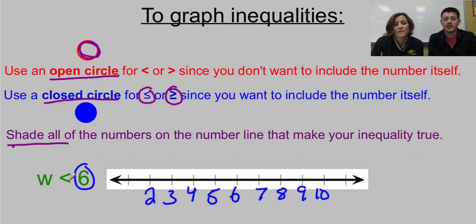Then look at your inequality symbol. We want less than 6. So we don't actually want the number 6. We want all the numbers less than 6. So we're going to use an open circle.